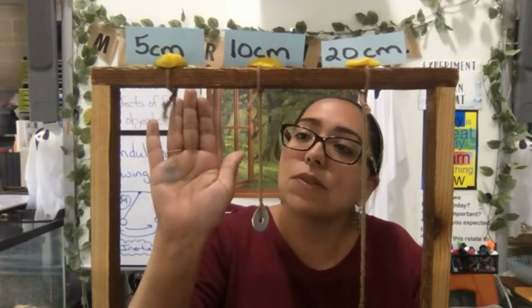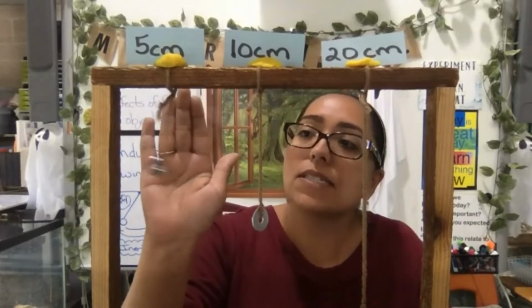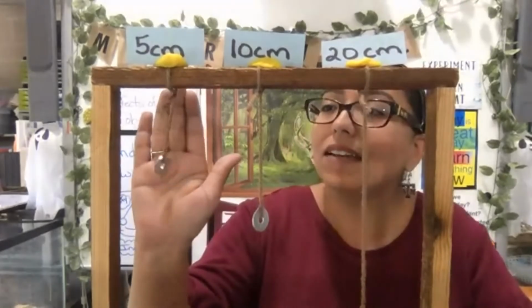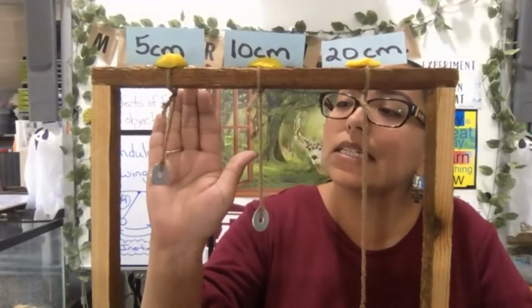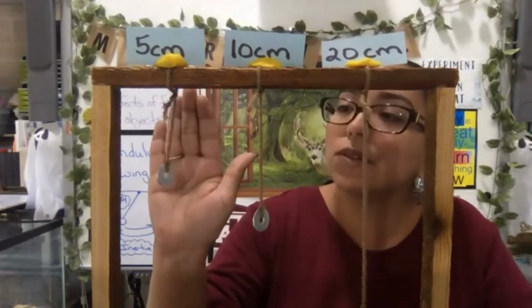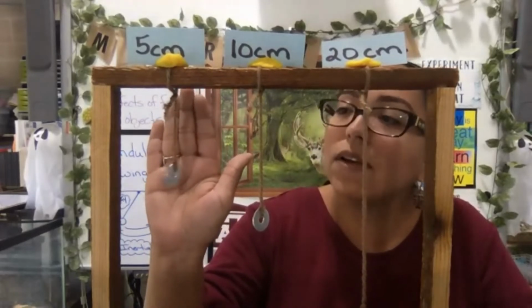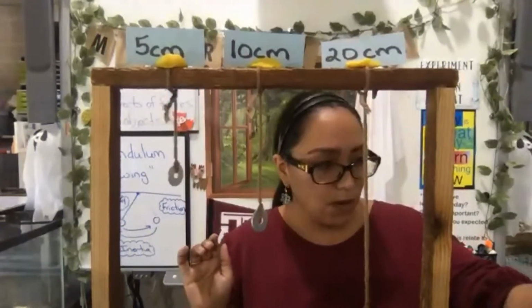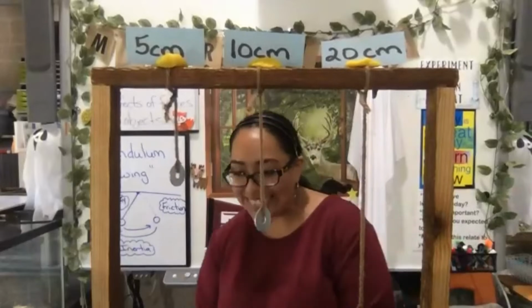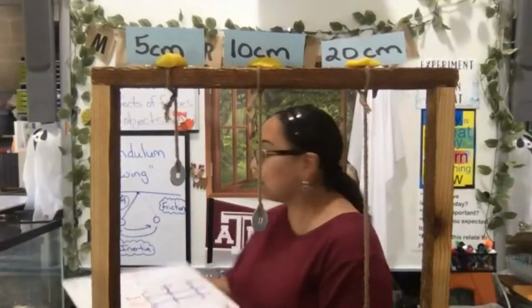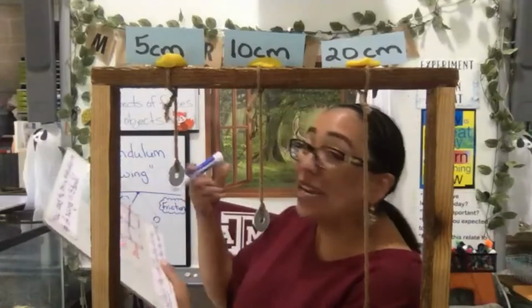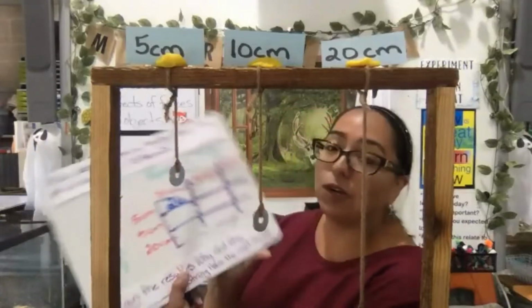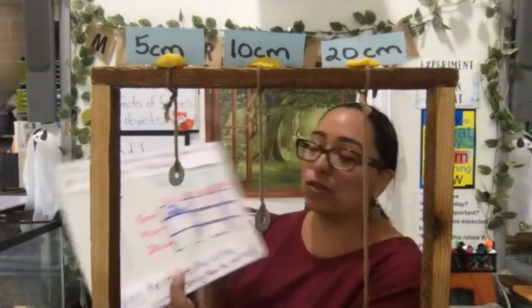1, 2, 3, 4, 5, 6, 7, 8, 9, 10, 11, 12, 13, 14, 15, 16, 17, 18, 19, 20, 21, 22, 23, 24, 25, 26. Oops, and there's our timer. So that was about 26 swings. So I'm actually going to write that down. Let me find my marker. I'm going to write that down. 26 swings for the short 5 centimeter string.